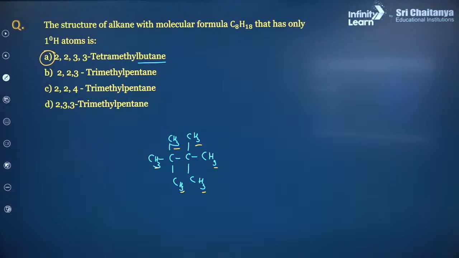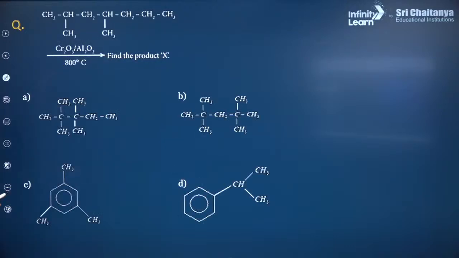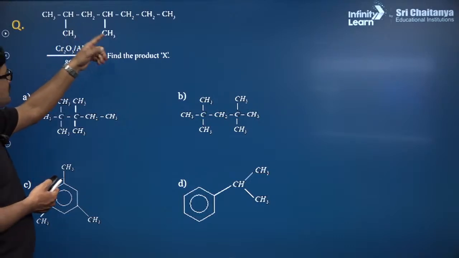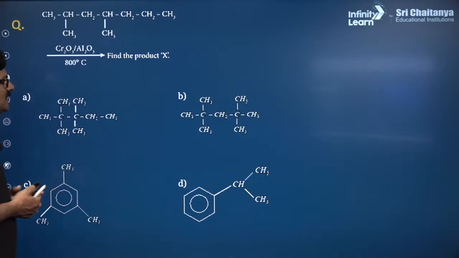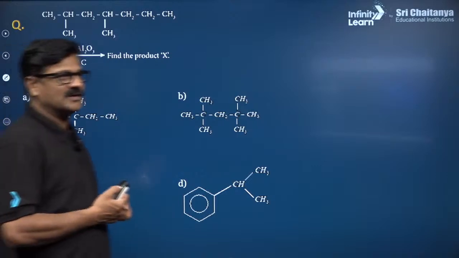Everything going fine, Ajay Singh, that's good to hear. Next question. So, what is this? This is 2,4-dimethylheptane. On cyclization and aromatization, what could be the product?